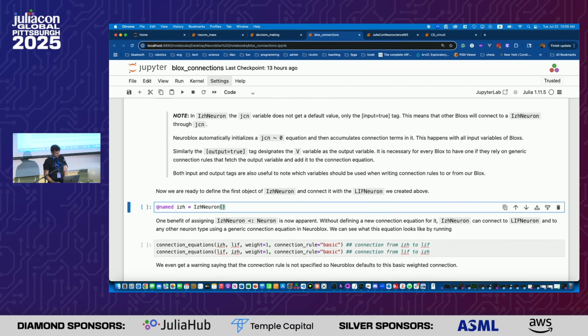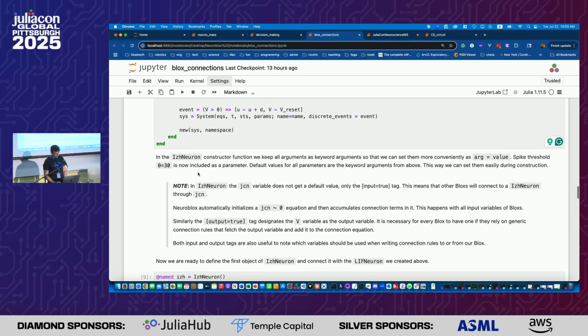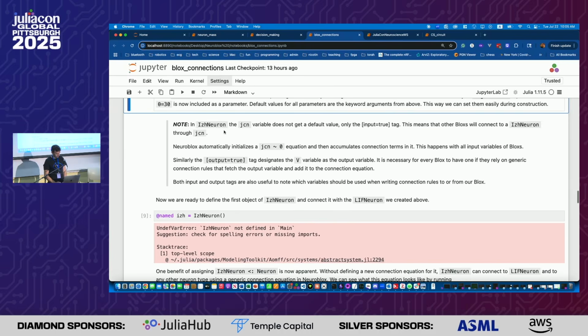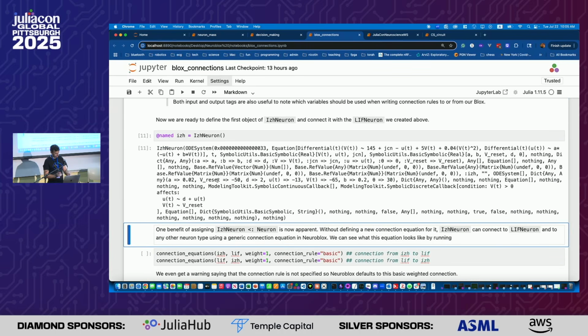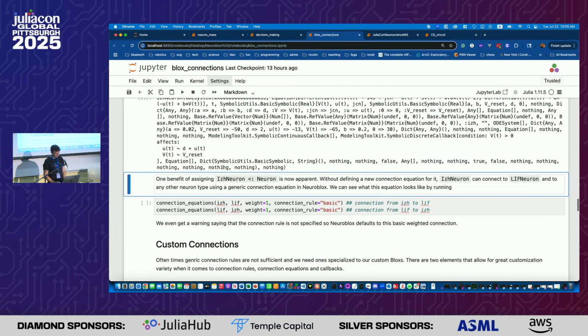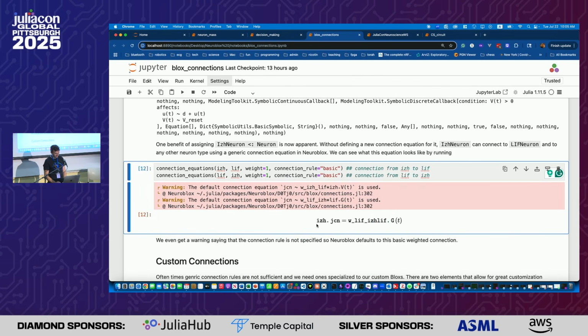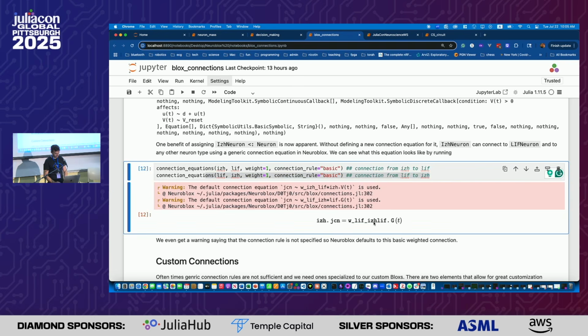Okay, so then once you define one of these objects, oh yeah, I need to run that one. Okay. Once you define them, then you can create these things and add connection rules between them. We have this annoying warning I want to remove, and here's the connection equations between this LIF and IZH neuron. So this is just using this basic connection rule.